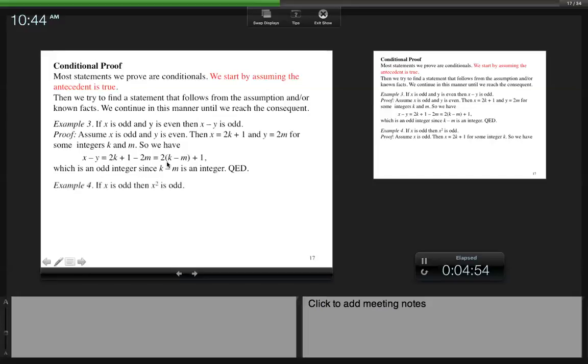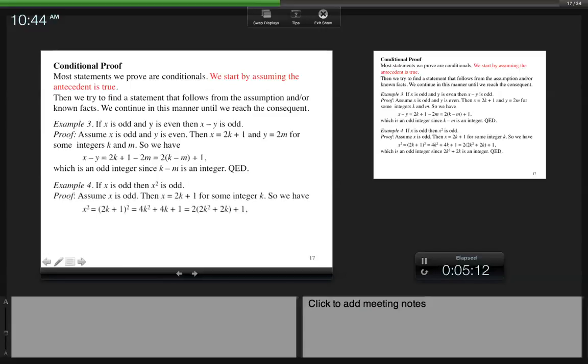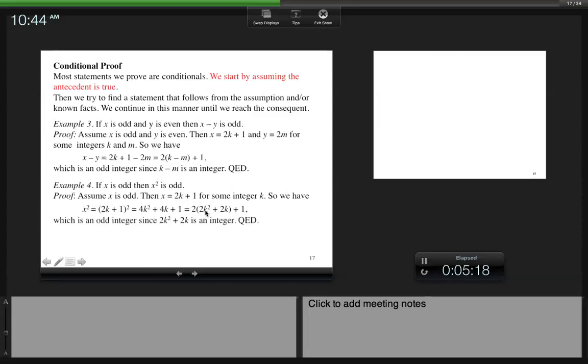Now again, if X is odd, then X squared is odd. Same thing: you simply assume X is odd. Then you express X as 2 times K plus 1, and from there you can express X squared. Do all the simple algebra, and then you get something like this. So this is an integer, so it's 2 times an integer plus 1. So that's my X squared is odd.